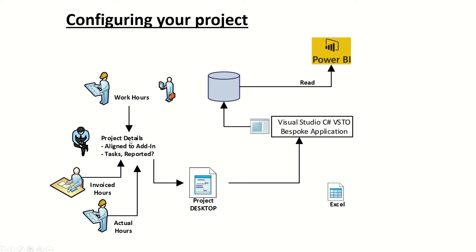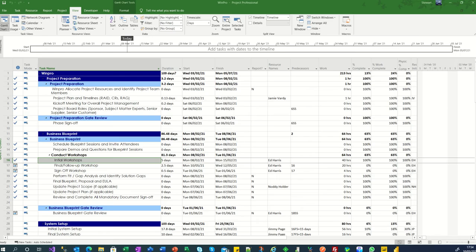We can be running multiple projects, so it'll work across different projects. So that's enough on the theory, and I'm going to switch to Project now. So here we are in Project, and this is a fictitious ERP project implementation. I've made this up.